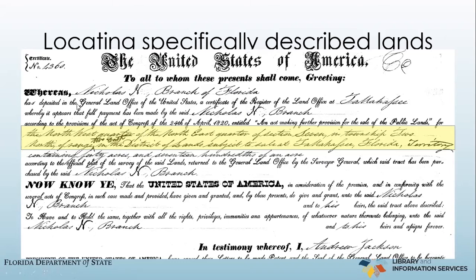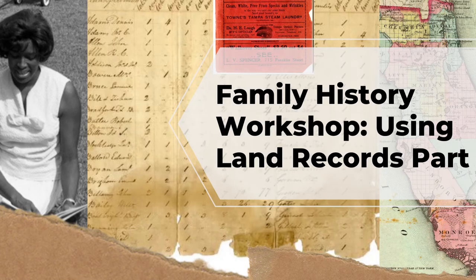You'll see that the sentence goes: whereas Nicholas Branch has deposited a certificate showing that he's paid all the money for a piece of land described as the following: the northwest quarter of the northeast quarter of section 7 in township 2 north of range 2 east in the district of land subject to sale at Tallahassee, Florida Territory, containing 40 acres and 17/100ths of an acre.